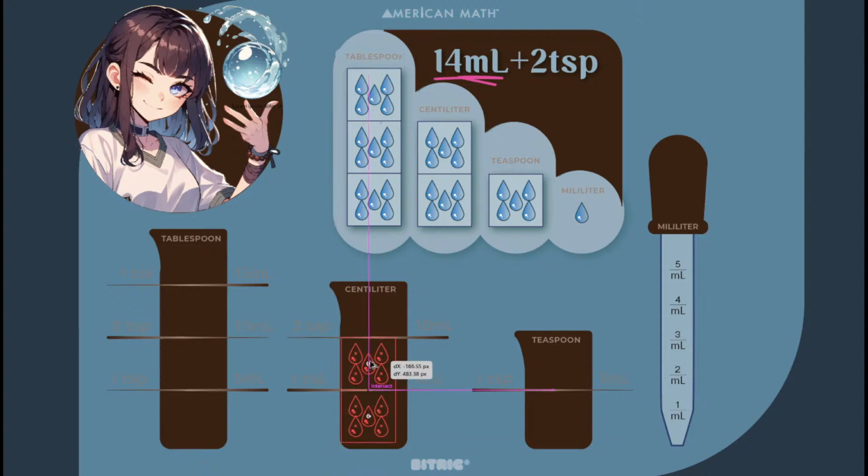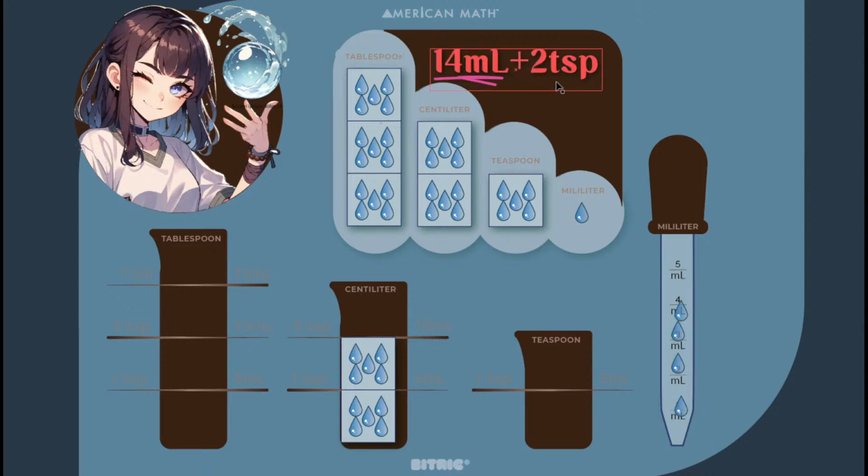And then we need 4 more milliliters. So we're going to go to our droplets and put in 4. So it'd be 1, 2, 3, 4. And now we're done with that. Then we go over to 2 teaspoons. 2 teaspoons is also another centiliter.